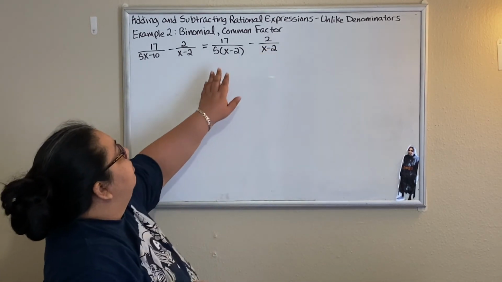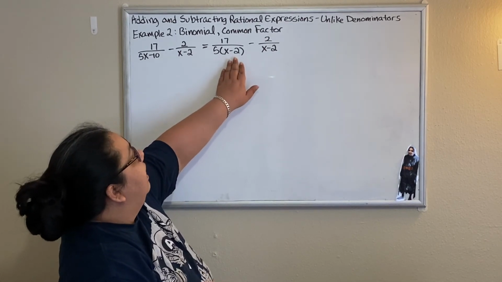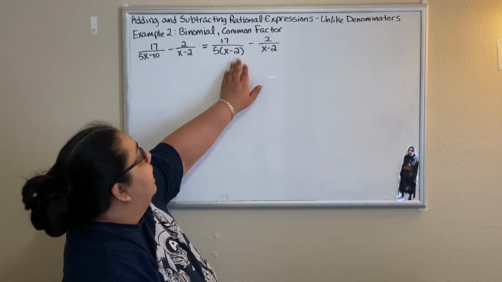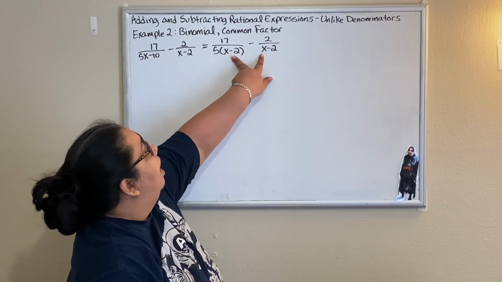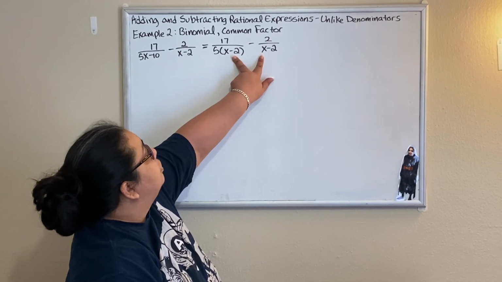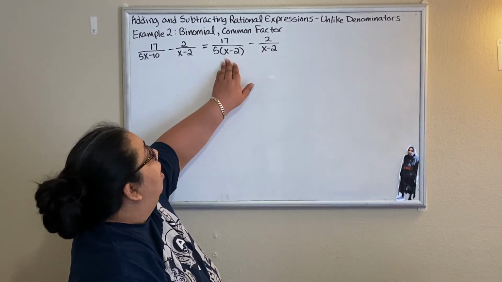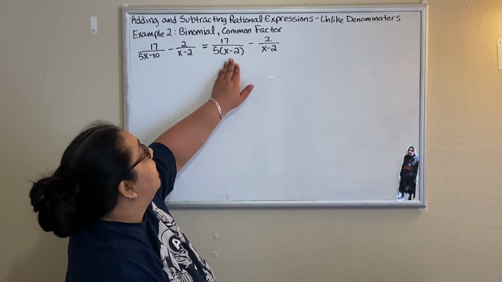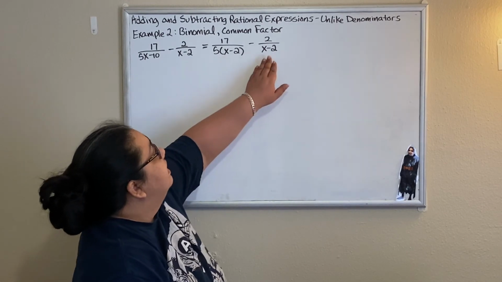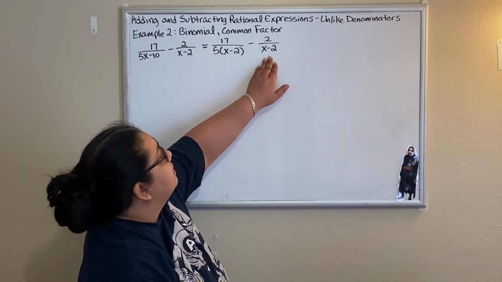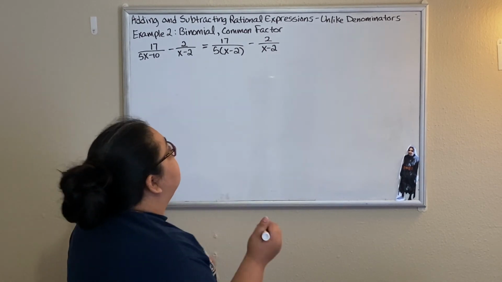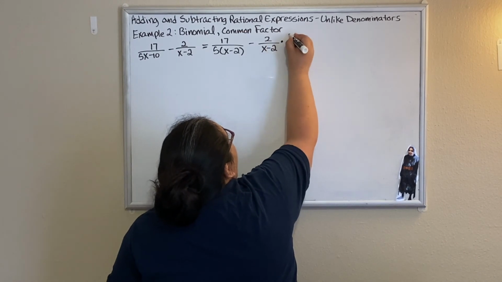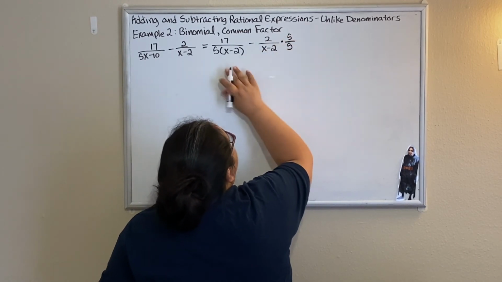Now, notice I have a factor of 5 and x minus 2 in the first term, and I just have a factor of x minus 2 in the second term. So we have a common factor of x minus 2. So this term already has x minus 2 in the denominator, so it doesn't need another x minus 2, and it also has 5. This already has x minus 2, so it doesn't need another x minus 2, but it is missing the 5. So on this side, we need to multiply by 5 over 5 in order to get common denominators.